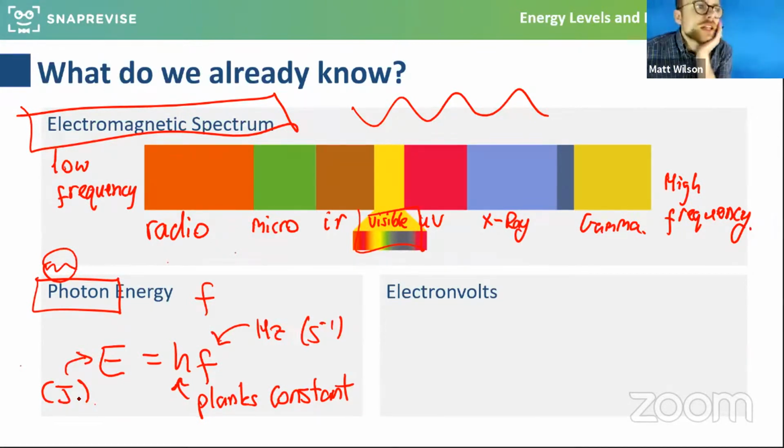I'm not actually sure of any good mnemonics for the elements of the electromagnetic spectrum. If anyone knows any, feel free to put them in the chat.